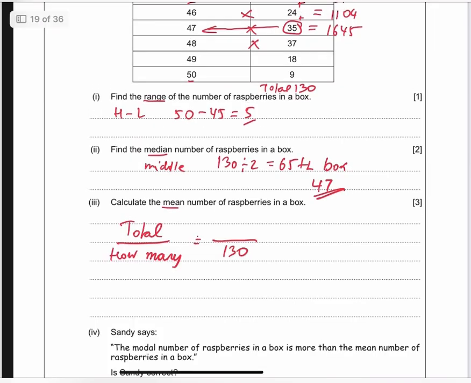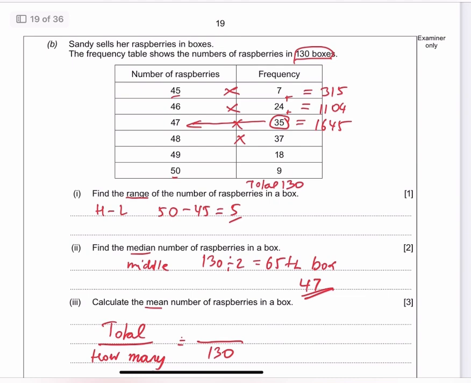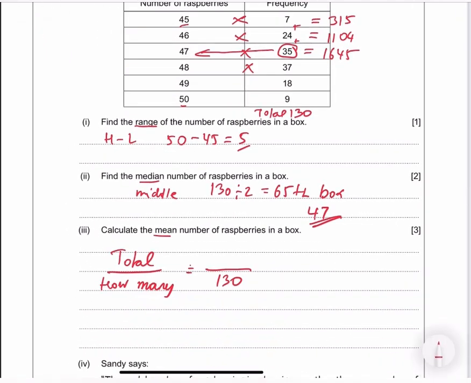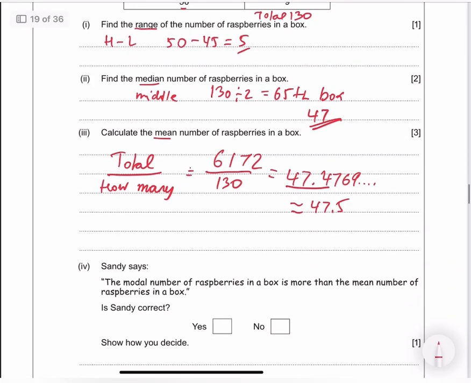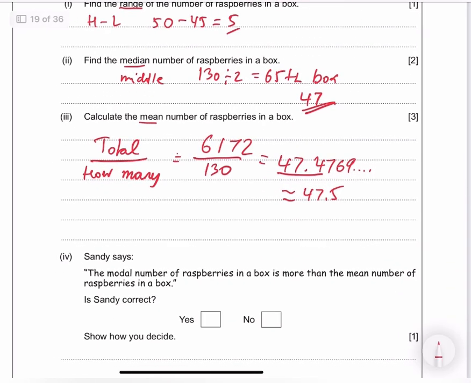Okay, right here. So that is the total: 6,072. And then just divide by 130. That will give you 47.4 point something, so your number should be anything between 45 and 50. So 47.5 looks like an answer that makes sense. So that is the mean number.